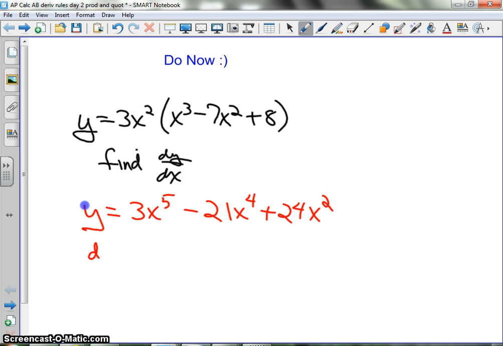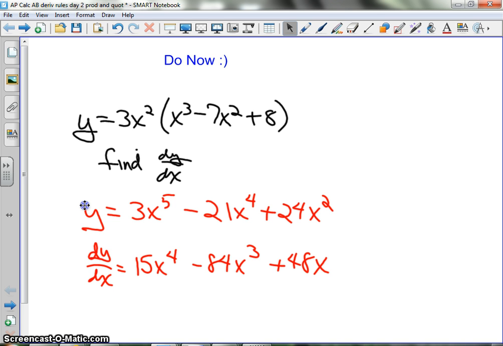And so I know from my power rules that we talked about last time, when I'm taking my derivative, the derivative of 3x to the 5th is going to be 15x to the 4th. The derivative of negative 21x to the 4th is going to be negative 84x to the 3rd. And the derivative of 24x squared is going to give me 48x. So there's the answer to the do now. Dy dx equal to 15x to the 4th minus 84x cubed plus 48x.